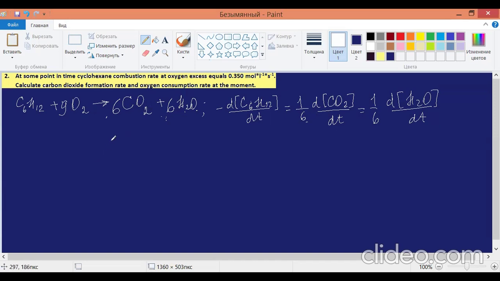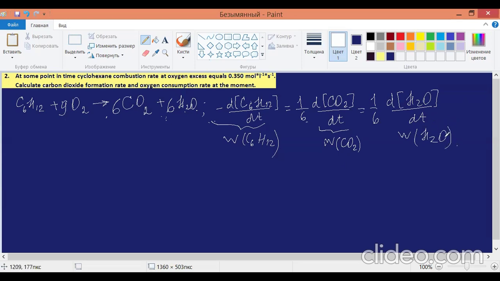Okay, now we can write that this is the rate of the reaction with respect to C6H12, right? While this one is the velocity of, I'm sorry, it's from physics, the rate of reaction with respect to CO2, carbon dioxide, and this one is the rate of reaction with respect to the formation of water vapors.